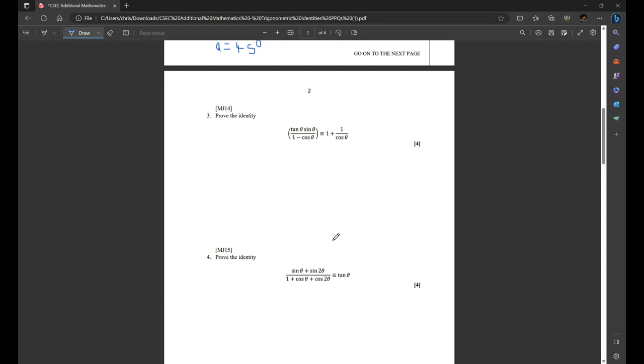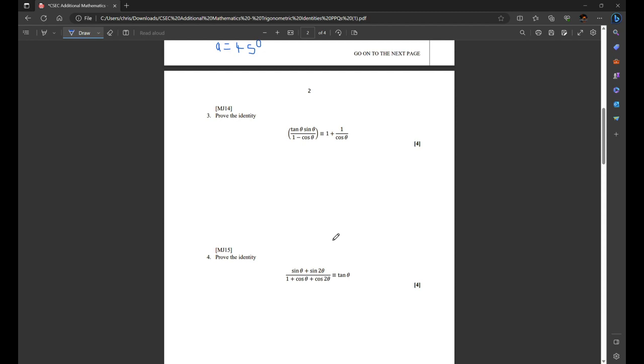Okay, May, June 2014. So we have another identity to prove here that says that we have to make tan theta sine theta over 1 minus cos theta look like 1 plus 1 over cosine theta. Okay, again, same process. We're going to have to choose a side to work with. And again, I'm going to go with the left hand side because it looks like there's just more information on that side that I can work with.